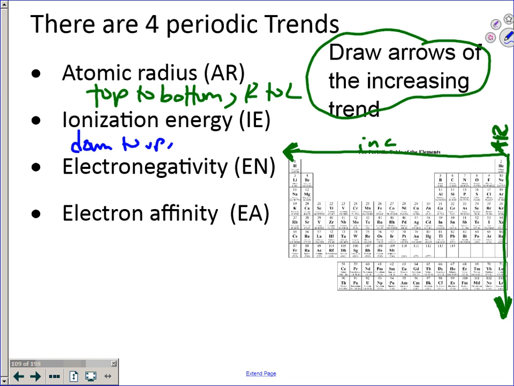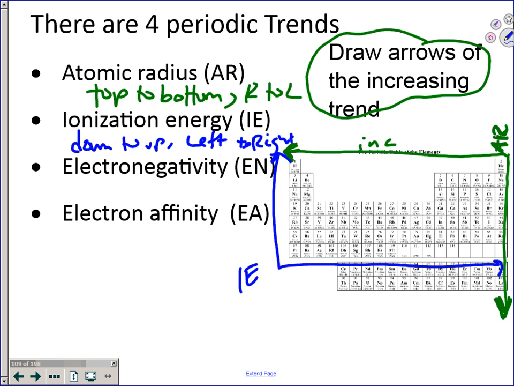Right to left or left to right? Left to right is what I heard from you. Okay, so it should be left to right. So basically, ionization energy increases as you go up a group and across a period from left to right. So this is ionization energy.